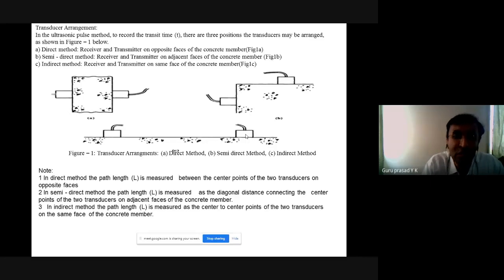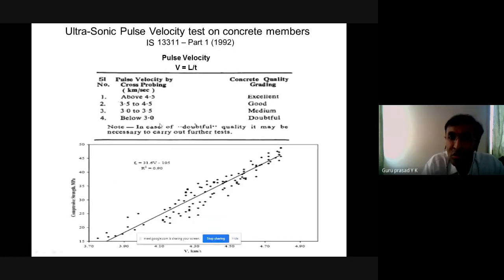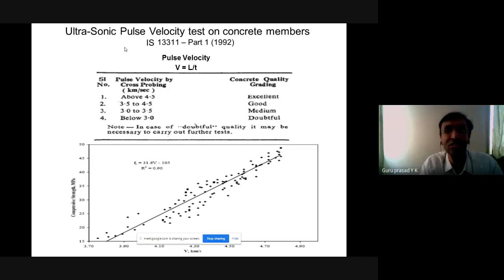So what do I do with this path length? As I told you, the time taken for the ultrasonic pulse to travel from the transmitter to the receiver is around a few microseconds. And I also know what my path length is. The path length divided by the transit time, or the time of travel, will give me the velocity of the pulse. That's why it is called ultrasonic pulse velocity. That's why the word velocity is used.